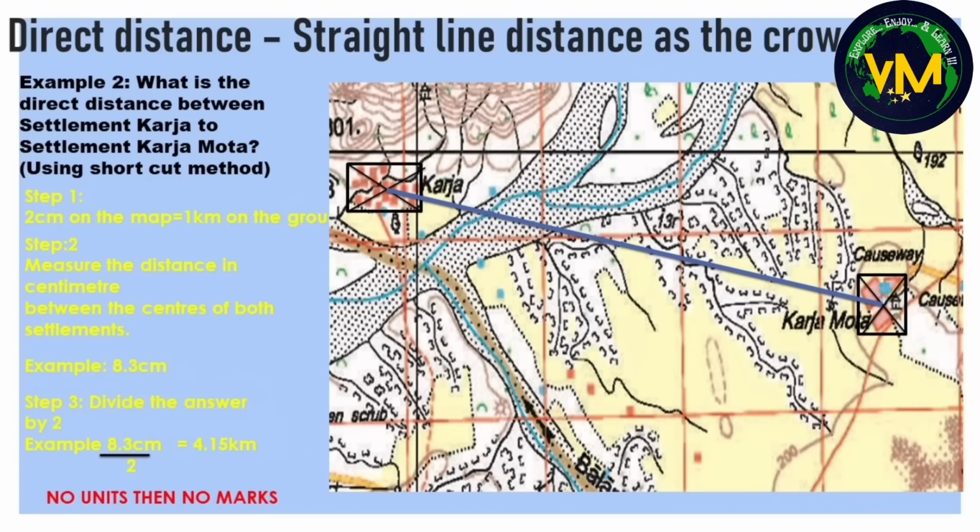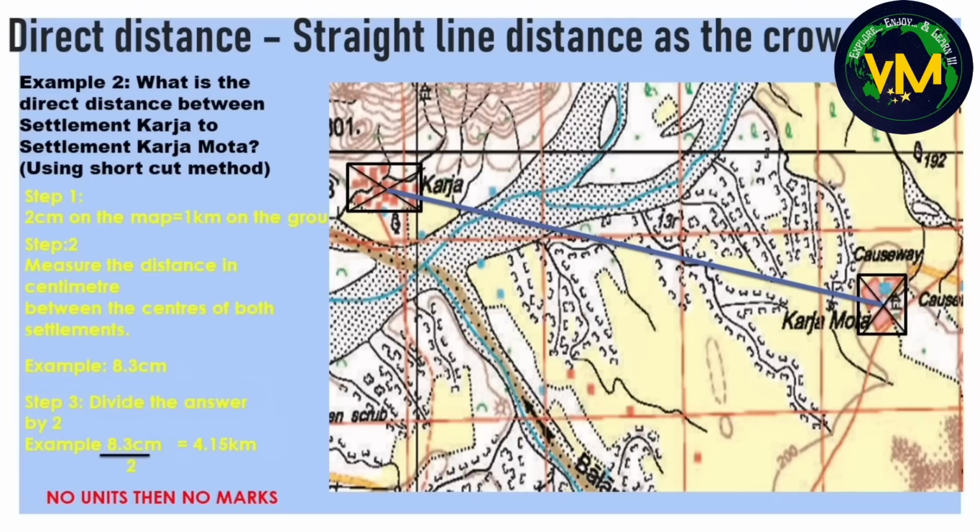Finding distance. For our 2023 exam, we have only direct distance, that is straight line distance as the crow flies. Usually, when the distance is asked from point to point, it is very easy. You just have to take your scale, measure the distance in centimeter and divide it by 2. You will get the answer in kilometer.